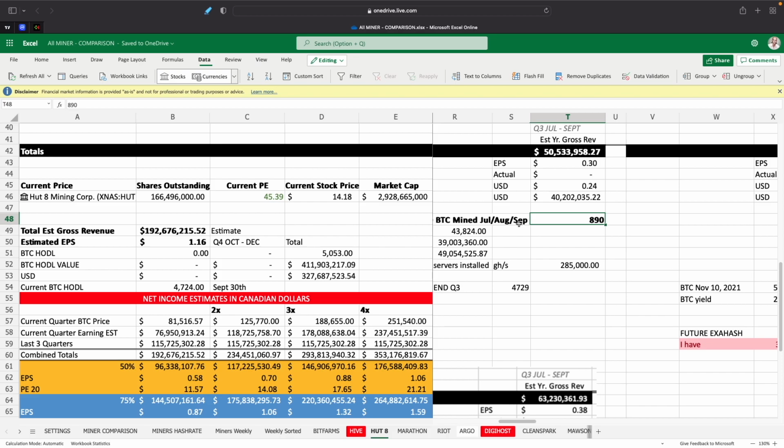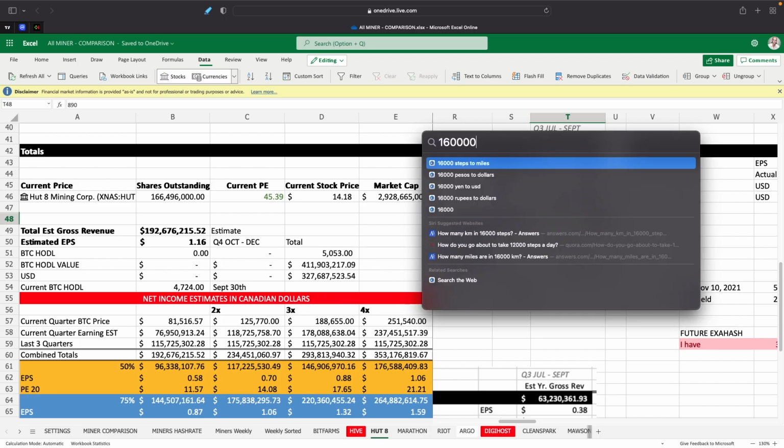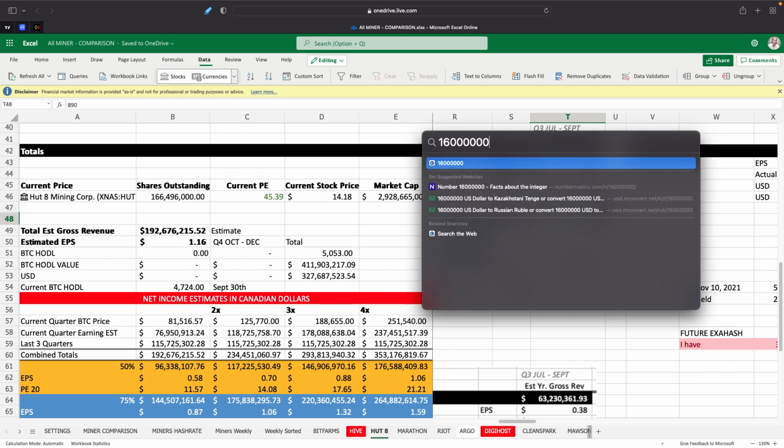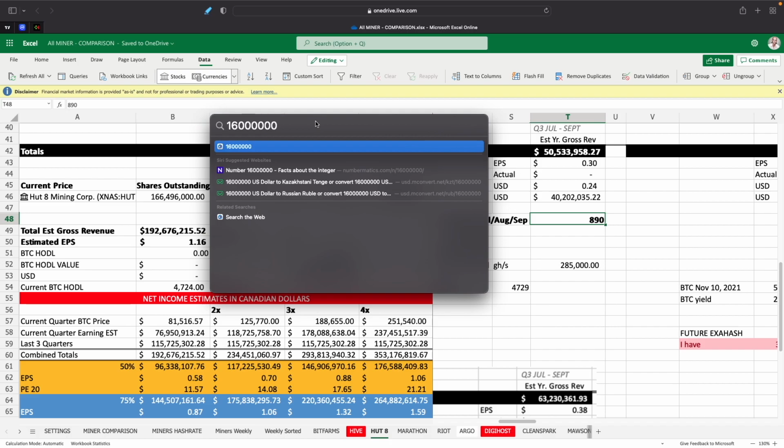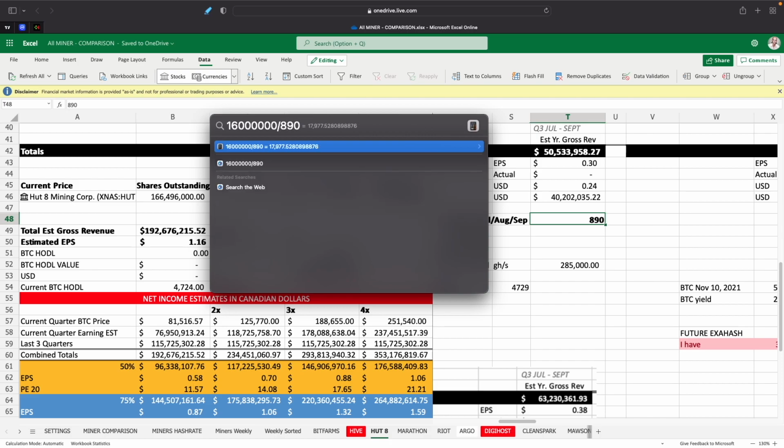So let's see if we can do the math really quick. It was 16 million roughly for the operational expense, divided by 890. Am I doing this right? Let's see here. So that seems kind of expensive. 18,000 to mine one Bitcoin.